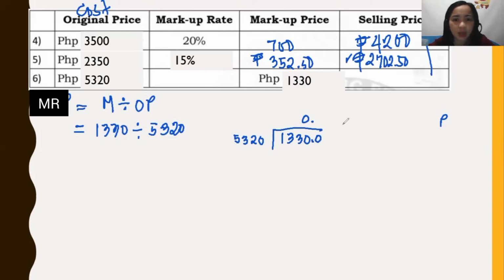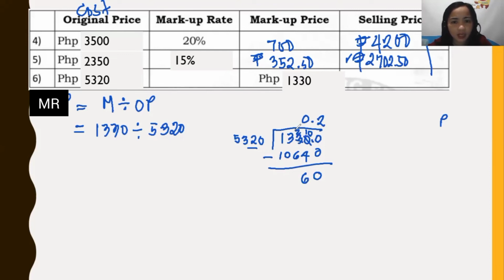So we have 13,300 divided by 5,320. 2. And that will lead us to 2 times this one. We have 0, 4, 6, and then 10,640. Subtract. 0 minus 4 cannot be. This will become 10 and this will become 2. 10 minus 4 is 6.